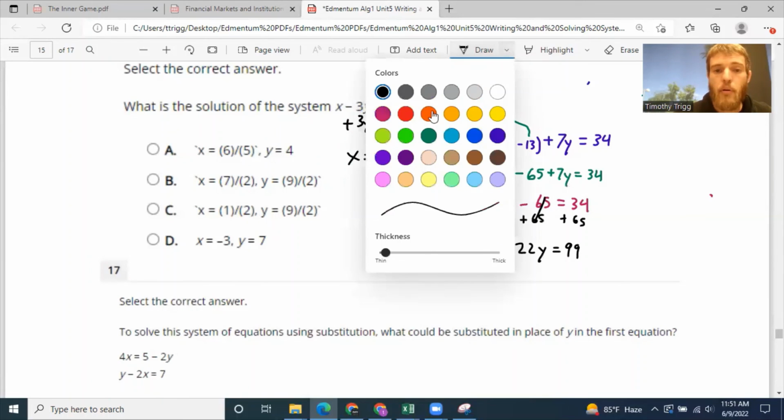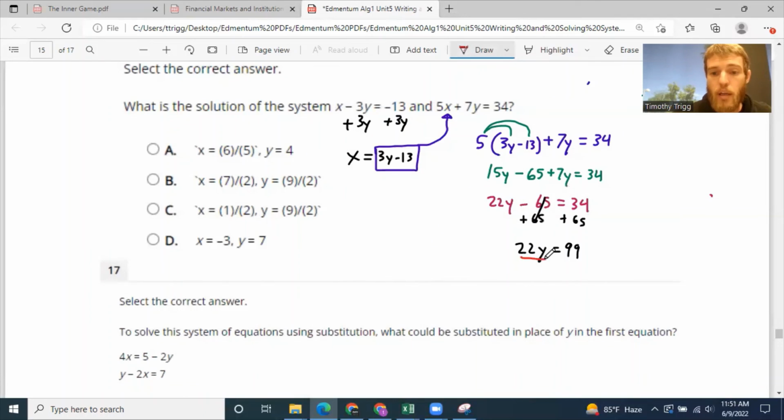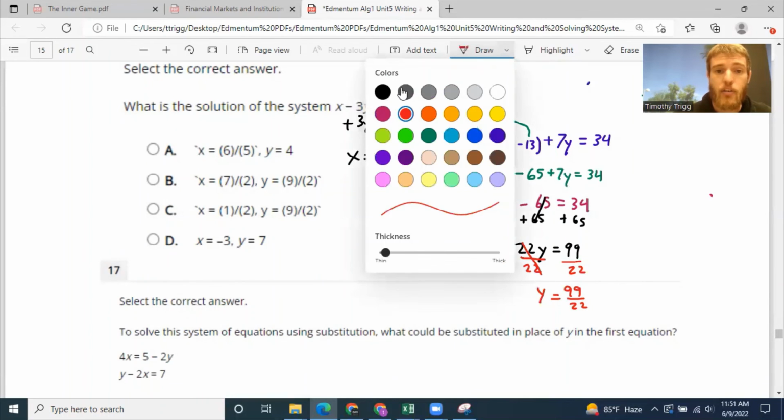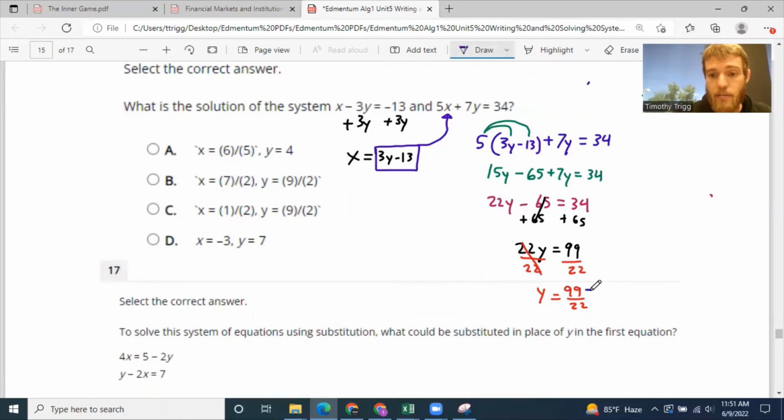I can divide both sides by 22 in order to get y by itself. So here I've got a fraction, y equals 99 over 22. I can actually reduce this fraction by a factor of 11, right? Divide both top and bottom by 11 in this case. If you can reduce a fraction, generally you want to. So the y value is 9 over 2.